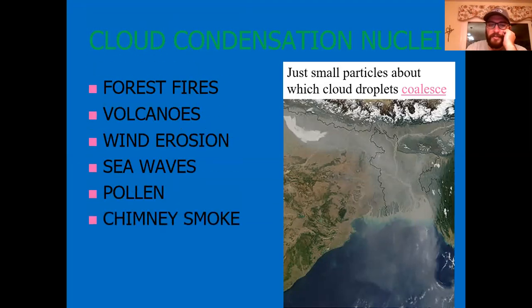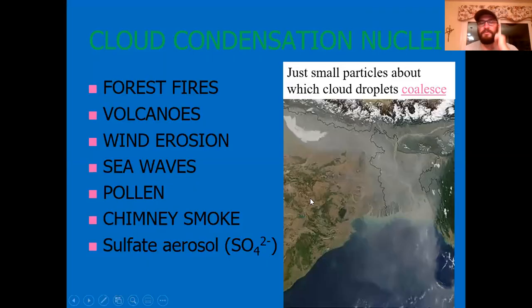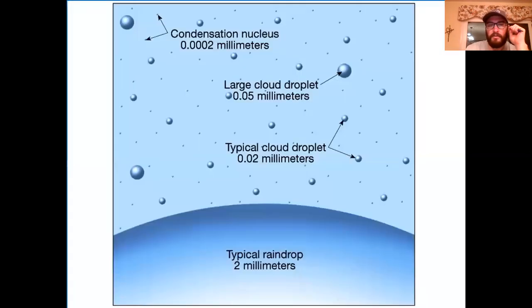So these are some examples of what can act as cloud condensing nuclei. Forest fire, you have smoke and ash. Volcanoes, the same thing. Wind erosion can do sand, gravel, anything that it can blow over. Sea waves, if it's real choppy, some of the spray can get in the air and act as cloud condensing nuclei. Pollen, chimney smoke, and then sulfate aerosol can all act as cloud condensing nuclei.